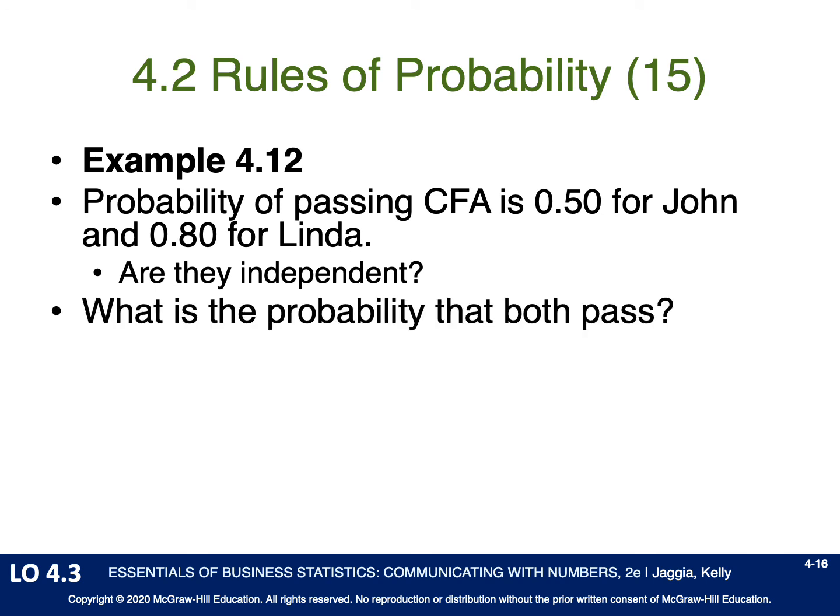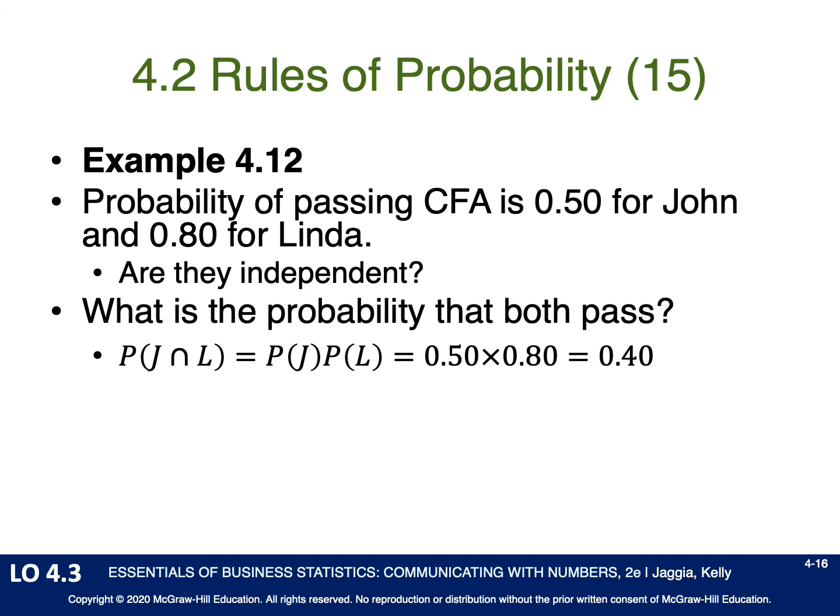What is the probability that both pass? Well, if we assume that these are independent events, that John and Linda's probabilities of passing are not related, then we can just multiply the probability of John passing and the probability of Linda passing together. And so we get the probability of 0.4. So there's a 0.4 or 40% probability that both John and Linda will pass.